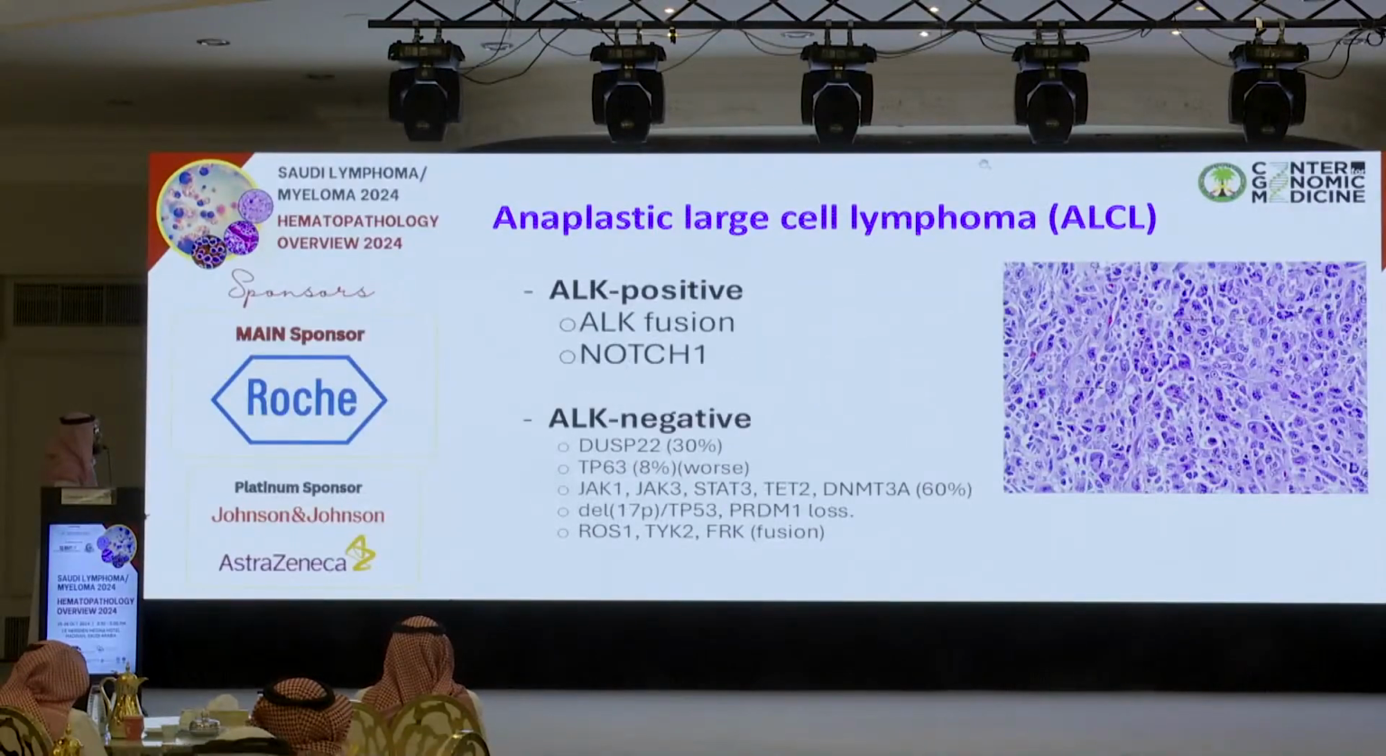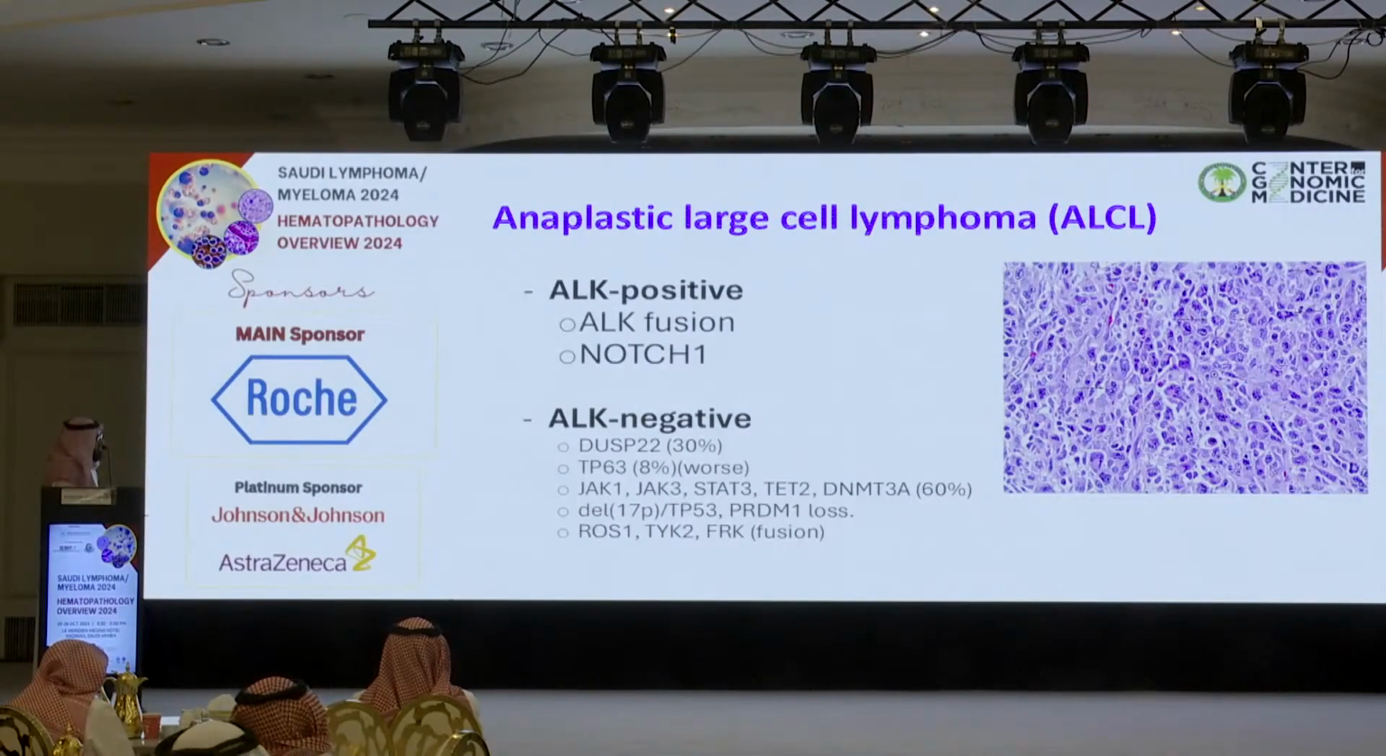Next is ALCL. Again, this is well known for all of us. It's CD30 positive with hallmark cells. The ALK positive group, the fusion with NPM1, t(2;5) fusions, is well characterized for ALK positive. You can call it ALCL, ALK positive or ALK positive ALCL, depending on which classification you choose. But this group is enriched with NOTCH1 mutation, and NOTCH1 can serve as a target for these patients.